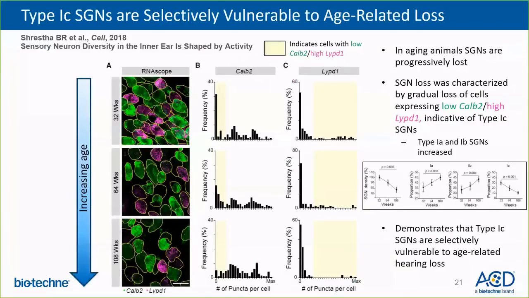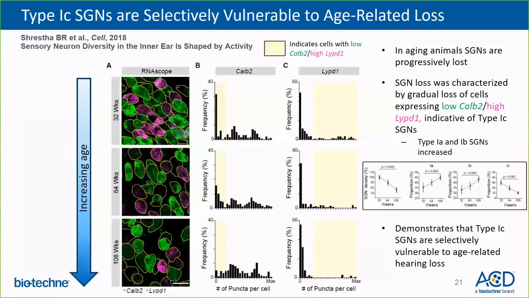Finally, these researchers showed that the type 1C SGNs are particularly vulnerable to age-related hearing loss. In aging animals, SGNs are progressively lost, but in particular, SGN loss was characterized by gradual loss of cells expressing low COB2, high LYPD1, as demonstrated by RNAscope in these images.